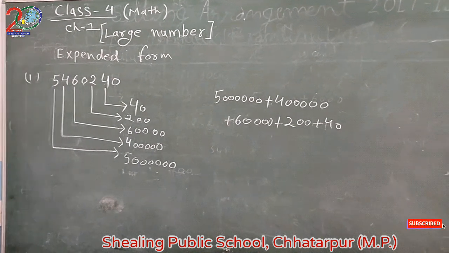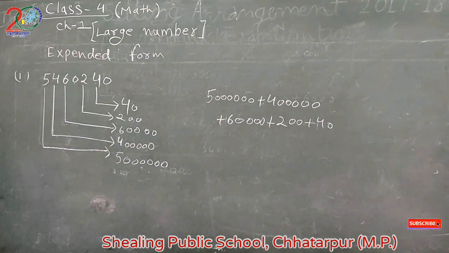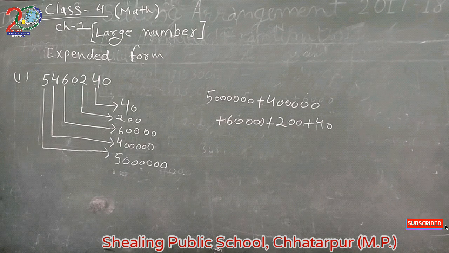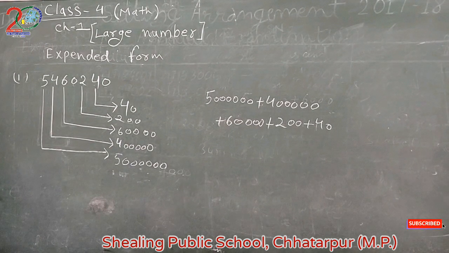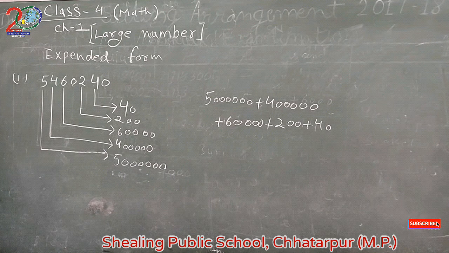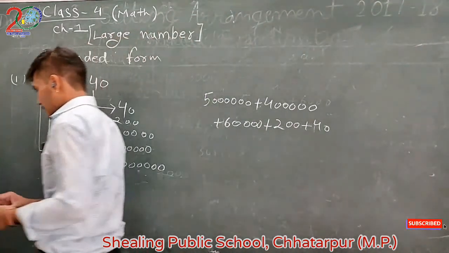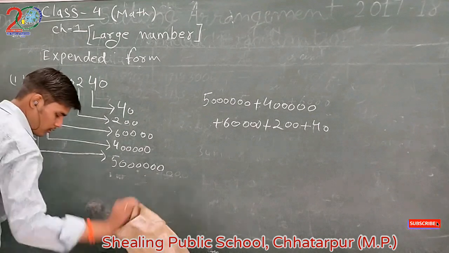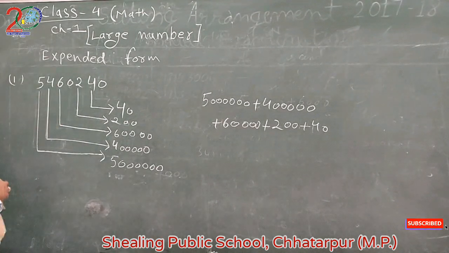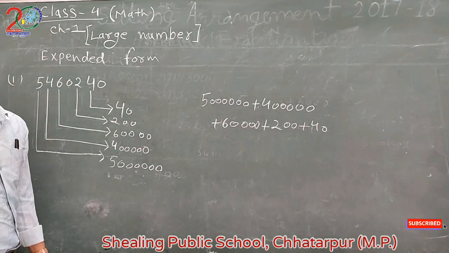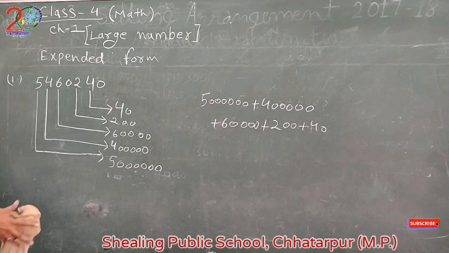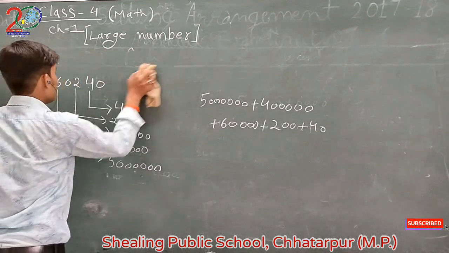Okay. After this, we have how to write down the place value and face value. Sorry, predecessor and successor. Place value and face value we will also explain. Now predecessor and successor. Okay. Predecessor and successor.